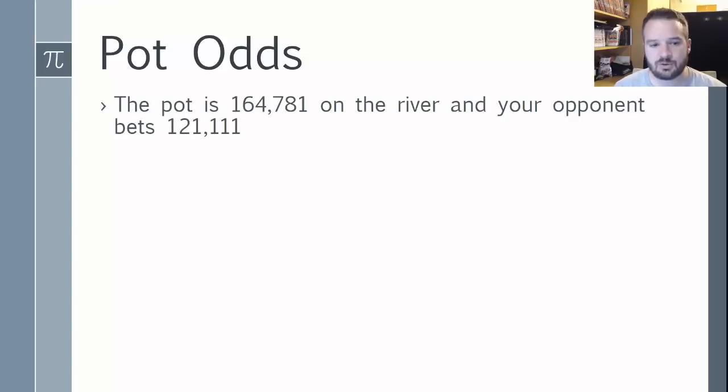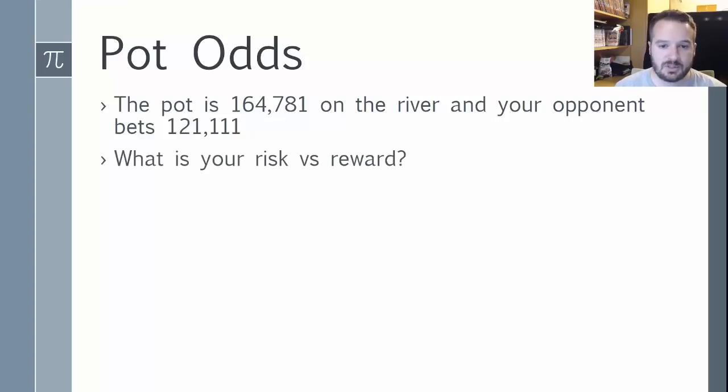Okay, so let's go to a slightly more realistic example and try to make it a little more difficult and calculate some of these numbers. So we get a pot of 164,781, and our opponent bets 121,111 on the river. So what are our pot odds? The easy way to do this is we want to talk in terms of risk versus reward. I'm going to give you a second. Feel free to pause and try to calculate it on your own if you want.